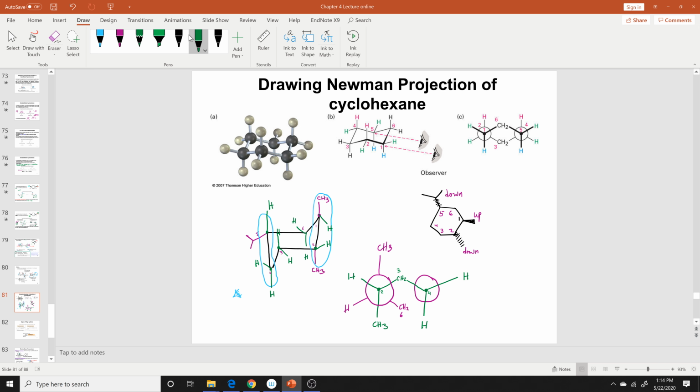Carbon 5 has a hydrogen which is axial, so this is going to be my axial hydrogen over here. This is carbon number 5, and it is connected to an isopropyl group. Do you see that isopropyl group in there? And then it's connected to carbon 6. This is carbon 6. And then I have my isopropyl group. Just go ahead and draw it as you see it. This is going to be my isopropyl group over there. So this is the representation of the Newman projection for the chair conformation.